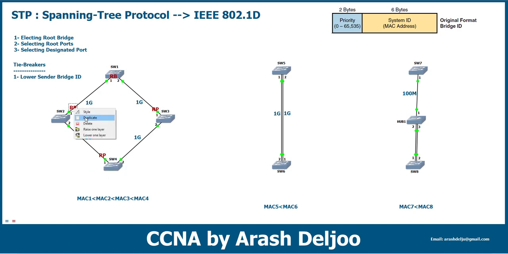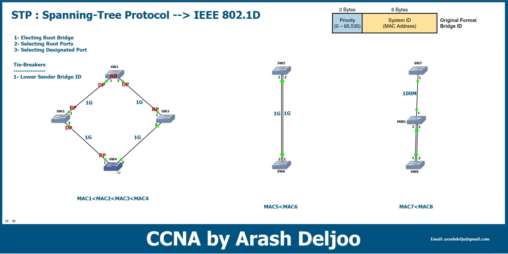For designated ports, we can say that all of the interfaces of the root bridge are designated ports. And in this link, this interface is a designated port. For the link between switch 2 and switch 4, first, port 2 of switch 2 has a cost of 4 to the root bridge, and port 1 of switch 4 has a cost of 8. Because of that, we can say this interface is the designated port.